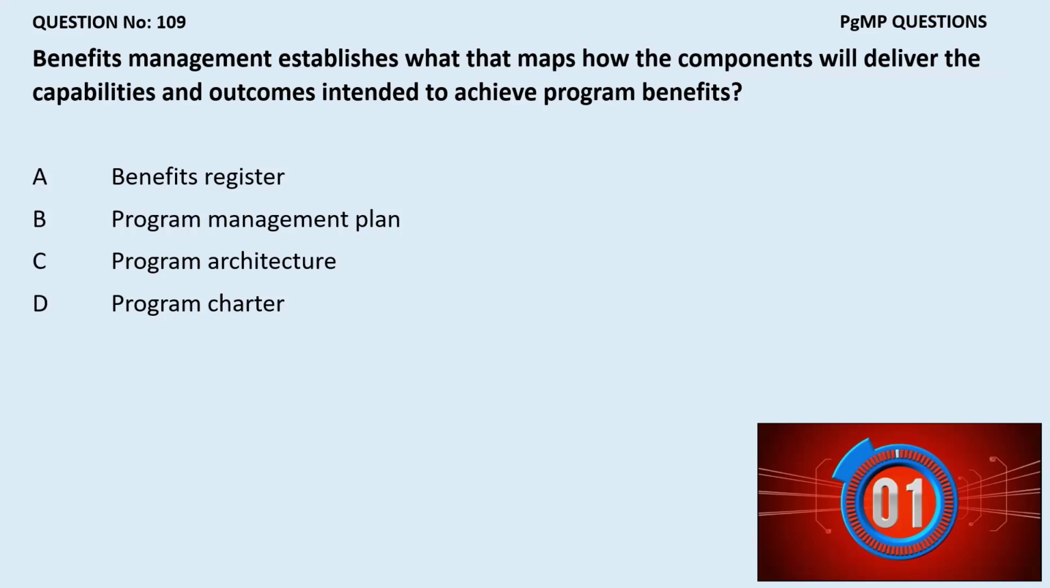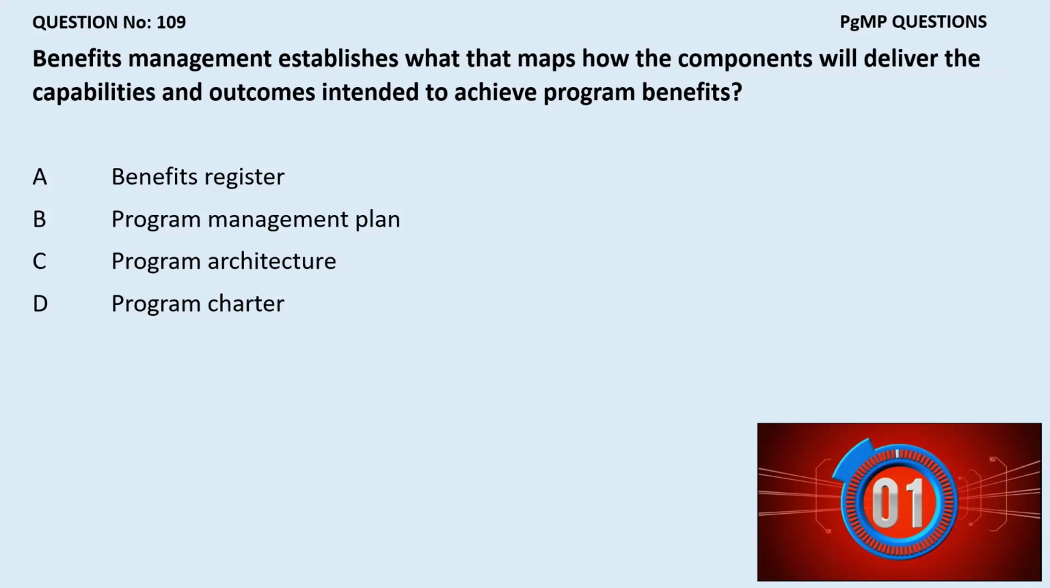So the benefits management domain alone cannot make the program management plan. The correct answer is C, program architecture. This is a very straightforward question. This is a tricky question. Everybody got it wrong. Where do you get that? Where is program architecture? Page number 40, last line.